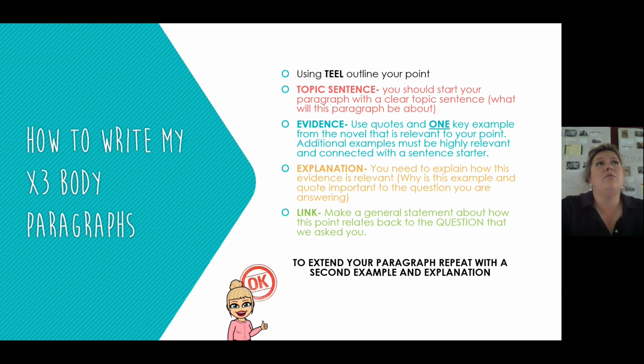Now, because you're at year 10 level, we would be expecting that you would then include a second example and a second explanation before you move on to your linking sentence. So it's more like topic sentence, evidence, explanation, link. Your linking sentence is quite like your topic sentence. You can make a general statement about how this point relates back to the essay question that we asked you. Something like ultimately, or therefore, or thus, just to finish off your paragraph in a nice, neat way.